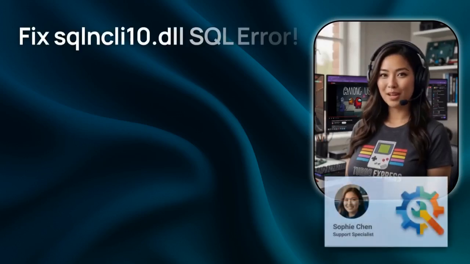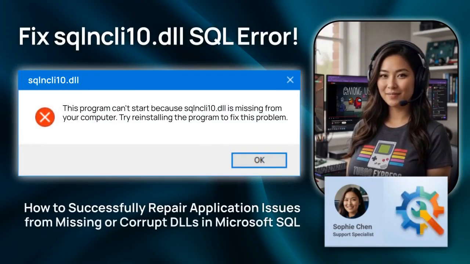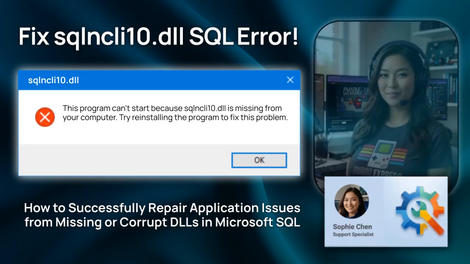Are you having problems with Microsoft SQL not locating the sqlncli10 library DLL? I'm Sophie Chen, a Windows Systems Specialist. I've diagnosed the pathing error, and I'm going to show you how to restore the file.